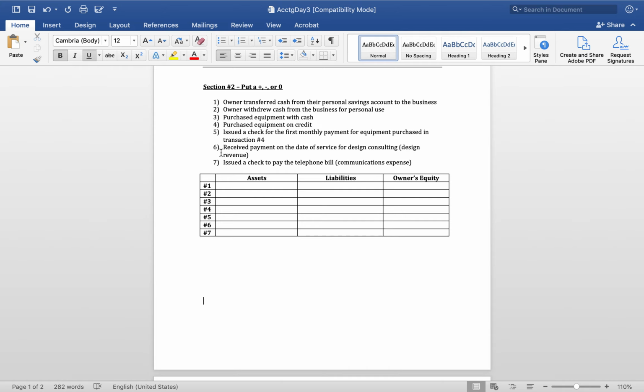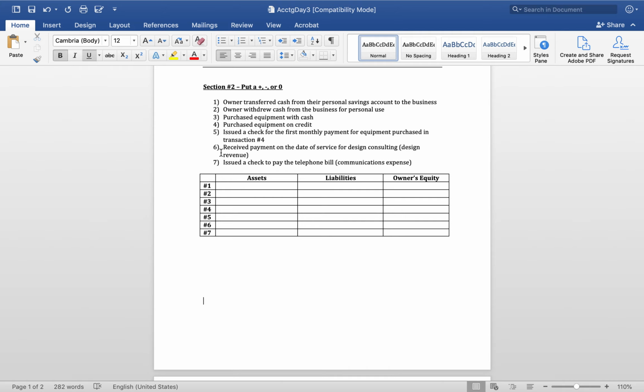Number 5, issued a check for the first monthly payment for equipment purchased in transaction 4. Okay, so we issued a check, so that's going to be something we lost. So assets are going to go down because a check is cash. And also, we paid down something from number 4. On number 4, we increased our liabilities because we purchased on credit. So we are going to put a minus for liabilities. So we are minus for assets, minus for liabilities, 0 for owner's equity. What am I talking about?